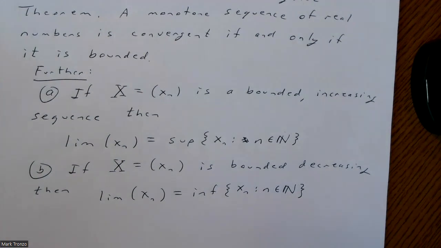So the most important idea is that if you have a sequence that's monotone and it's bounded, then it's convergent. And again, specifically, if it's an increasing sequence, the limit is going to be the sup of those bounds, and if it's a decreasing sequence, then the limit is going to be the inf of those bounds.